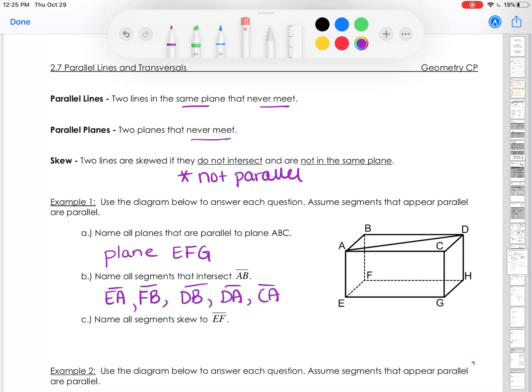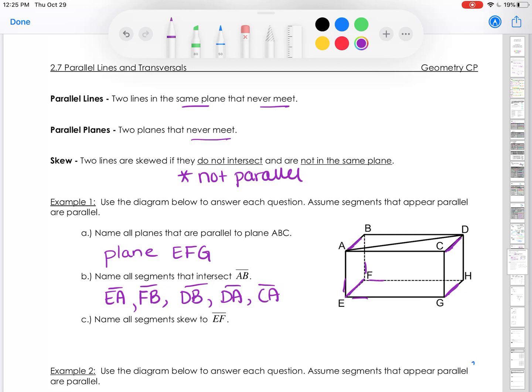All right, next we want to name all of the segments that are skewed to EF. EF is down here in the bottom left. Skew meaning that they are not going to touch it, so these guys would all touch. They are not in the same plane. This is in the same plane on the bottom. This is in the same plane on the left. And they are not parallel. CD is also parallel to it. So all the rest of the lines will fit the bill.